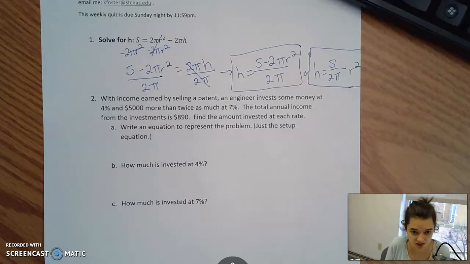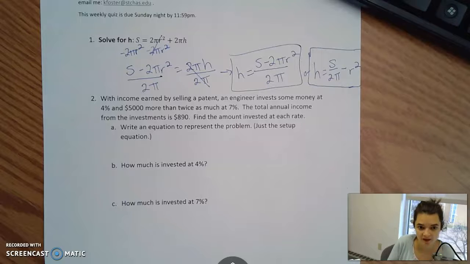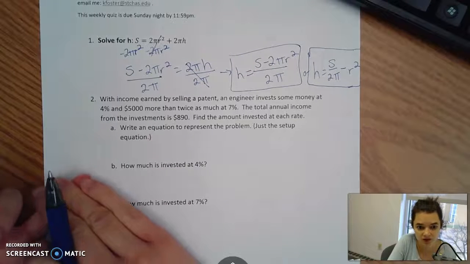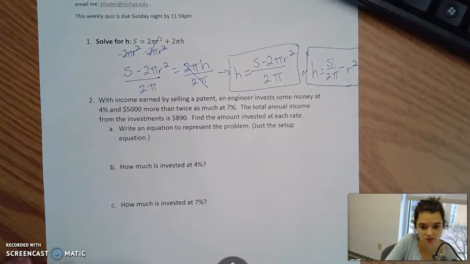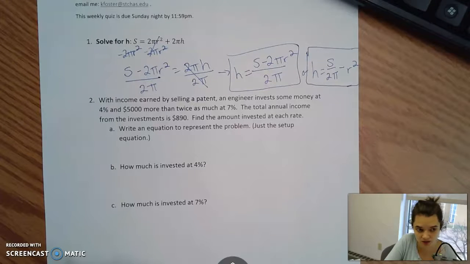Alright, so the first thing I asked you guys to do is just to write the equation to represent the problem. I just want your setup and to make sure that that equation is set up well. Okay? So the setup for this one is basically the interest from the 4% plus the interest from the 7% equals your total, which is $890. So for the interest, you do interest equals principal times rate times time. And we're just doing annual income, so our time is 1 year. So really we're just doing rate times principal, okay?